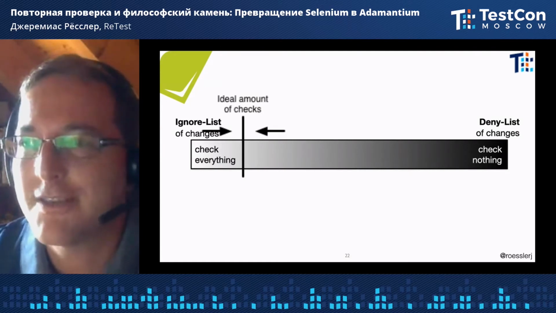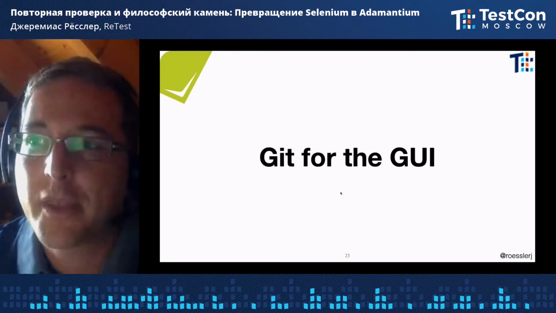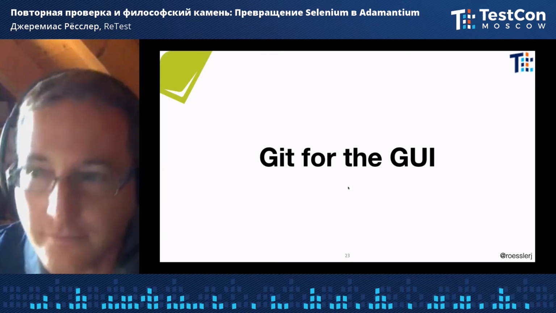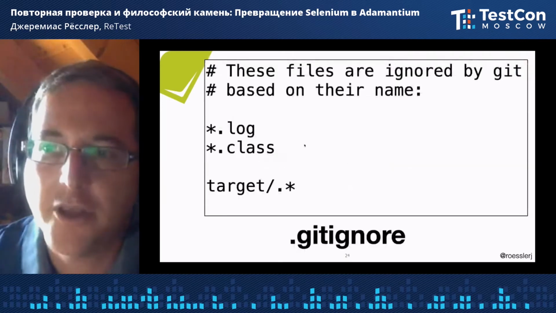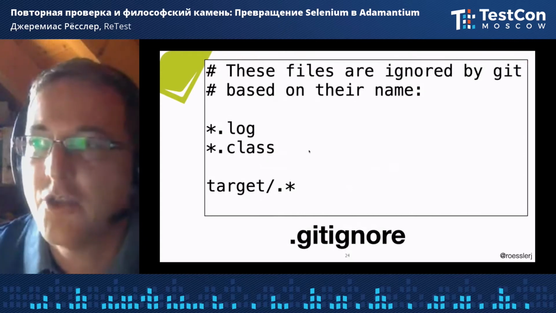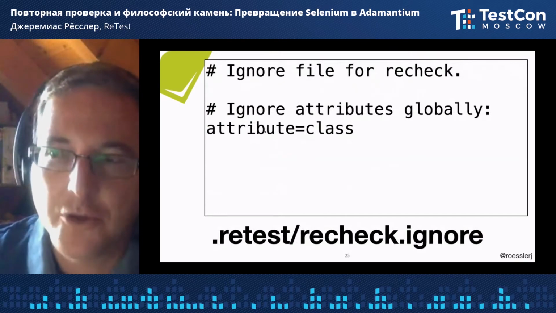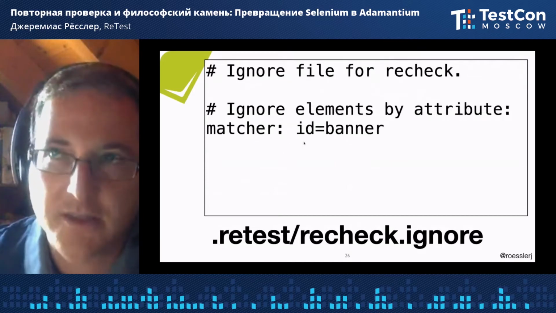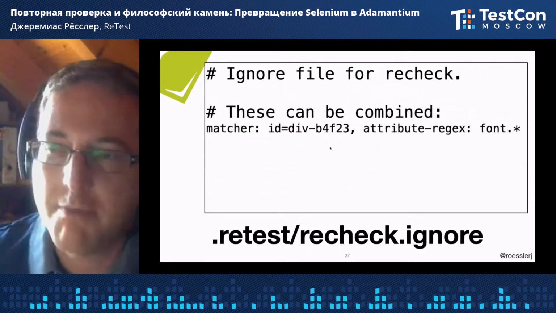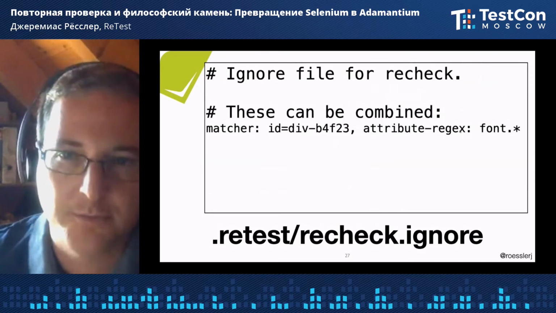Okay, what I wanted to say is there's an ideal amount of checks, and typically you want to check rather more than less. And this is also the reason why we call the open source system that I'm talking about Git for the GUI. Instead of having a git ignore file, where you put in different entries to ignore specific files, you can ignore specific elements of the HTML by, say, ignoring specific attributes, ignoring specific elements completely, or subtrees of the DOM tree completely, or by mixing that. So you can identify a special element where you want to ignore a special attribute.